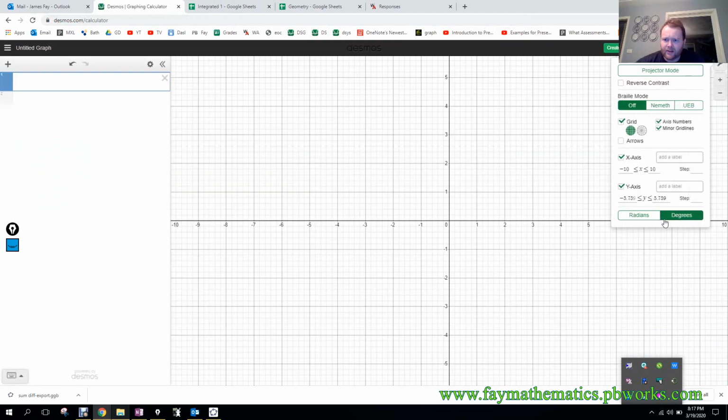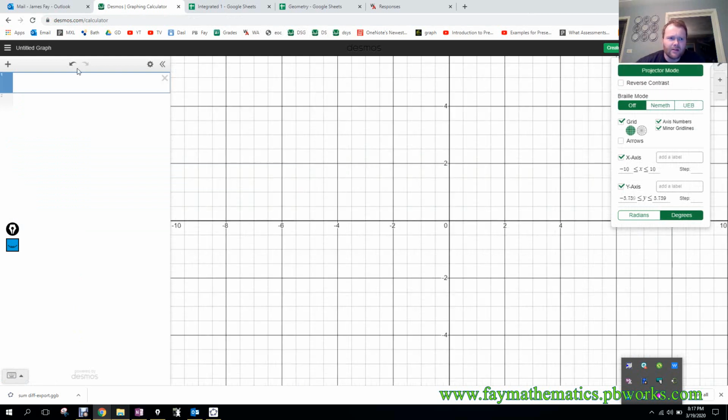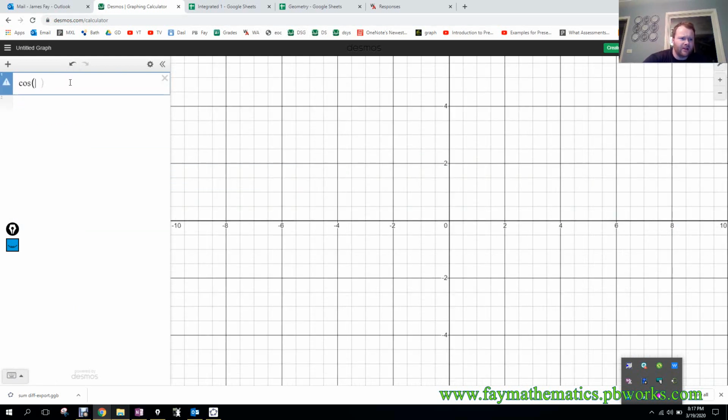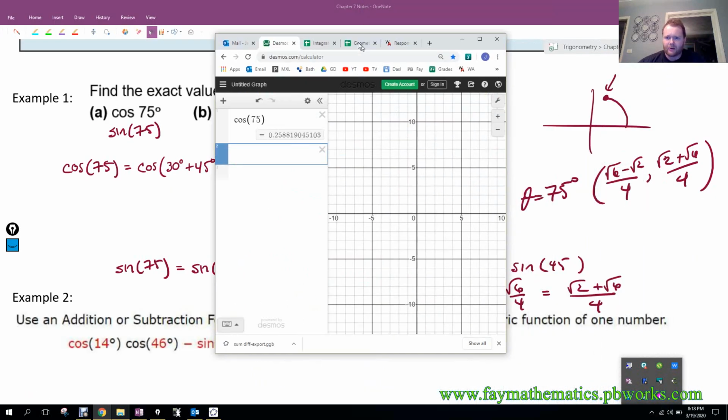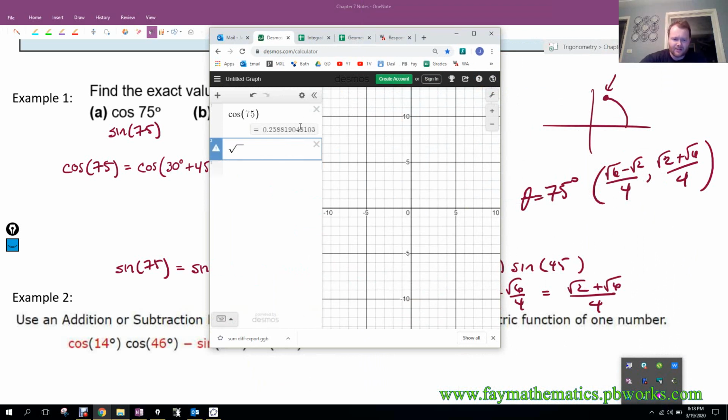We'll put this in degrees because obviously that's what we're using. And now if I just type in cosine of 75, it gives me that number right there. Okay, so then I'm going to take what we found for the cosine, which was the square root of 6 minus square root of 2 all over 4. And you see that that number and that number are identical. Okay, so that's the exact value then for the cosine of 75.